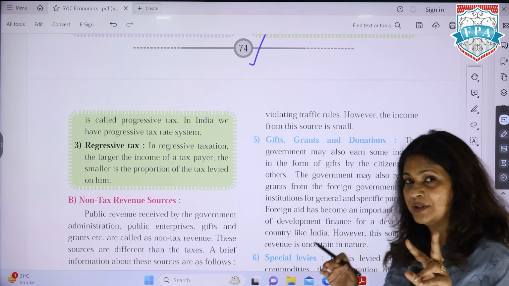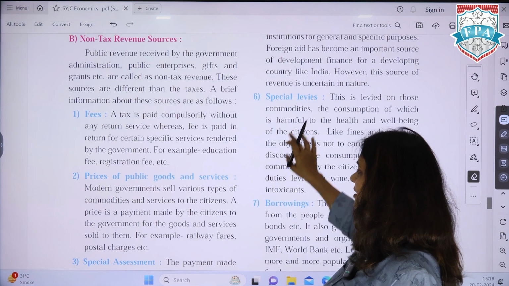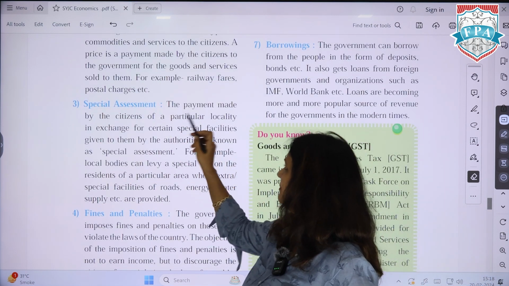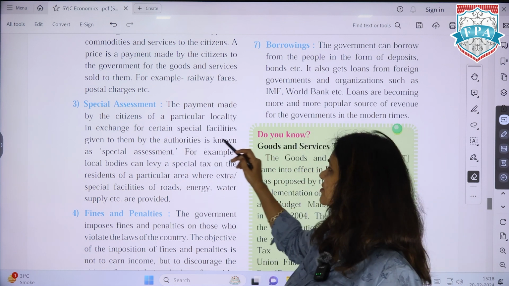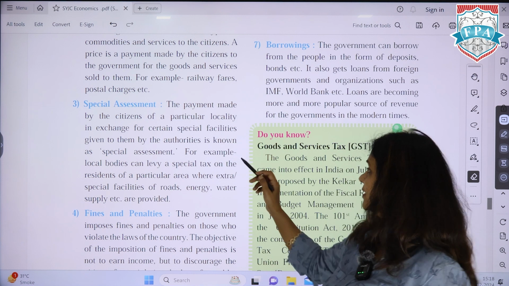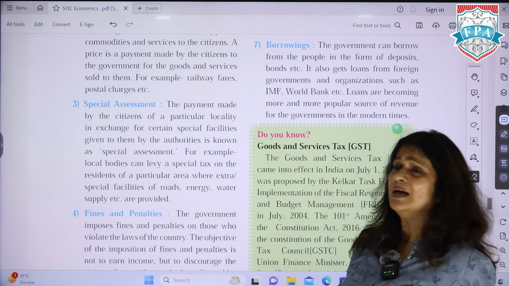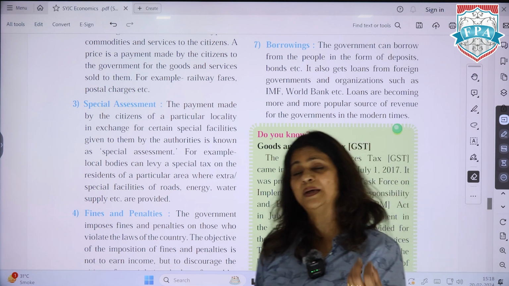Maine janbujh ke do chhod diye the, special levy and special assessment. Guys, look at it. Special assessment means some kind of payment made by the citizens of a particular locality in exchange for certain special facilities. For example, local bodies can levy a special tax on residents of a particular area where any extra special facilities of roads or energy or water are being provided.